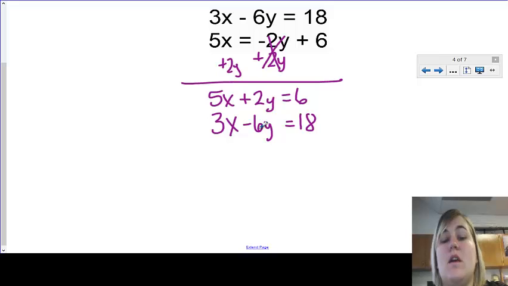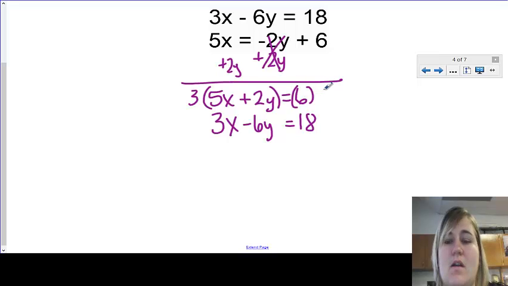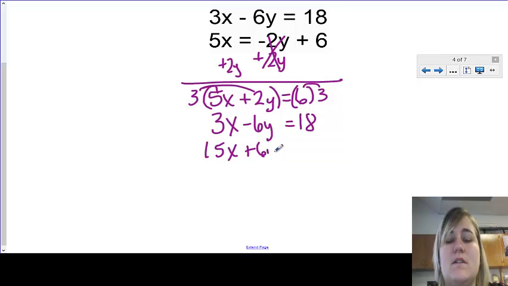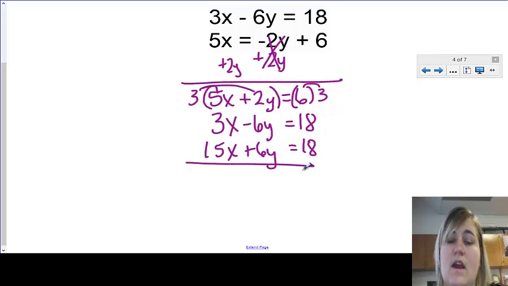So the easiest one for me here would be to multiply on top to get this to be a 6. What I need to multiply by is 3. So I'm going to take this times 3 on the left and right, on both sides. Then I can distribute. So I get 3 times 5x is 15x plus 3 times 2y is 6y equals, 6 times 3 is 18. So now I can add these. So 18 plus 18 is 36. Negative 6y plus 6y, those cancel out.